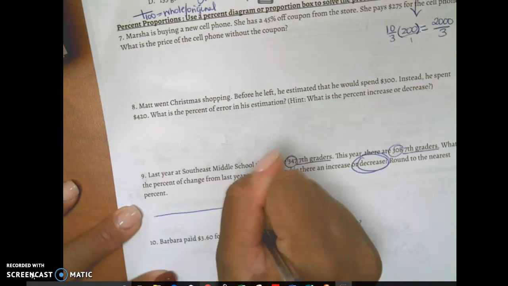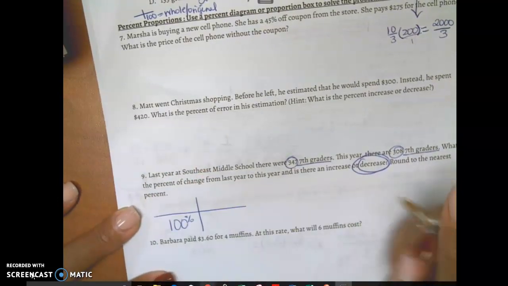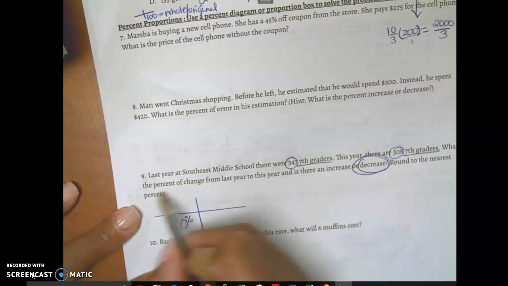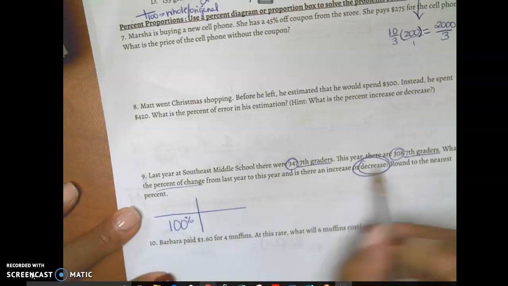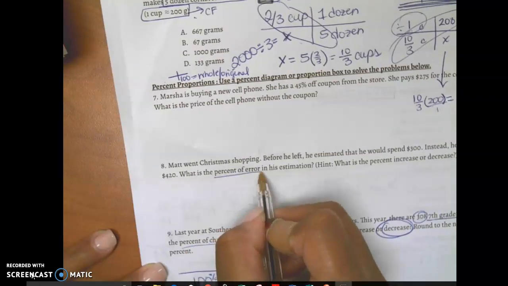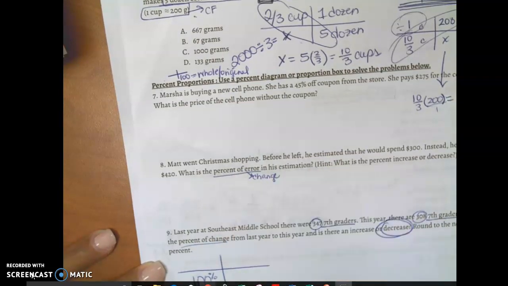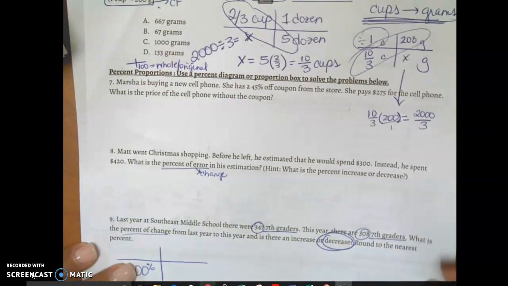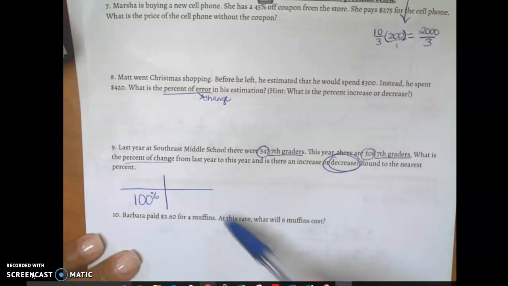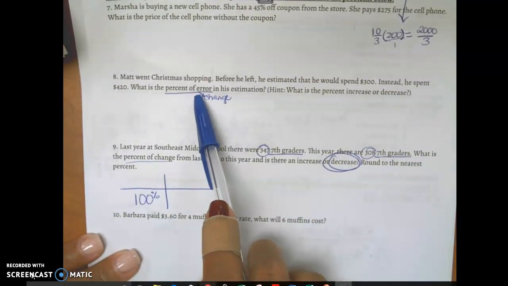Whole, original. What is the percent of change from last year to this year? And is there an increase or decrease? Also, where it says percent of error for number 8, this is percent change. I just scooted up to number 8 real quick. I wrote a little note up there because you're going to say, we never learned percent of error. Yes, you did. It was just a different word.